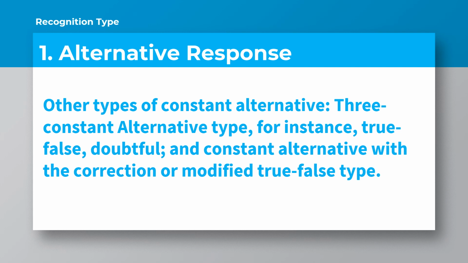Other types of constant alternative are the 3 constant alternative type, for instance, true-false, doubtful, and the constant alternative with correction, or modified true-false type.